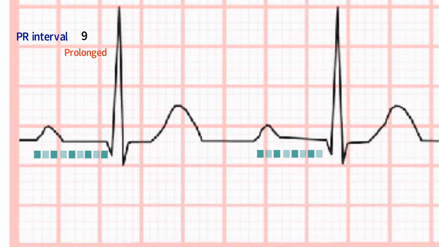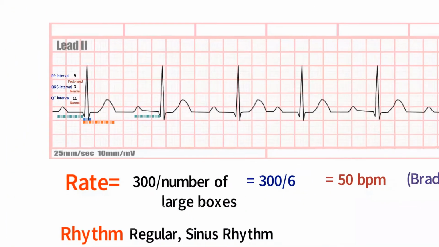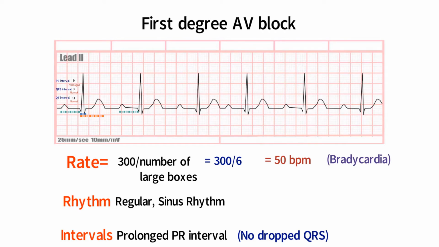Let's check also the PR in the next wave. It's also about 9. So this patient is having prolonged PR. Let's check the QRS, it will be normal. Let's check the QT, it will be normal. So the data that this patient is having bradycardia, sinus or regular rhythm, and prolonged PR. And there is no dropped beat or dropped QRS, as there is QRS following every P wave. So this patient is having a first degree AV block.